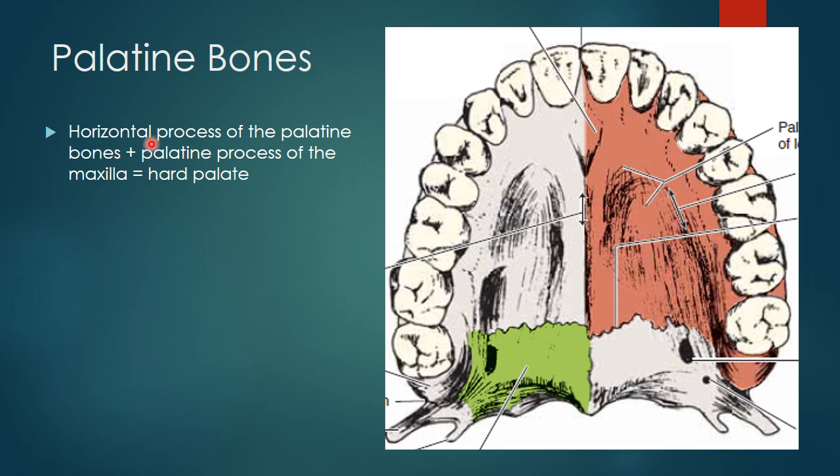The horizontal process of the palatine bone, here. This is the palatine process of the maxilla. This is the horizontal process of the palatine bone. The horizontal processes of the palatine bone and the palatine processes of the maxilla form the hard palate.